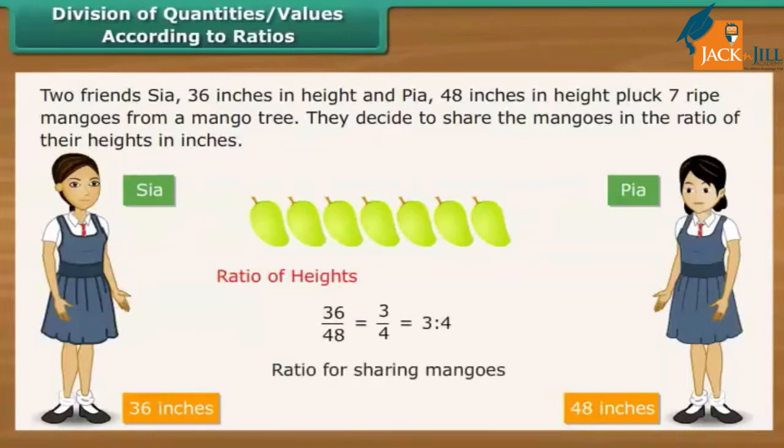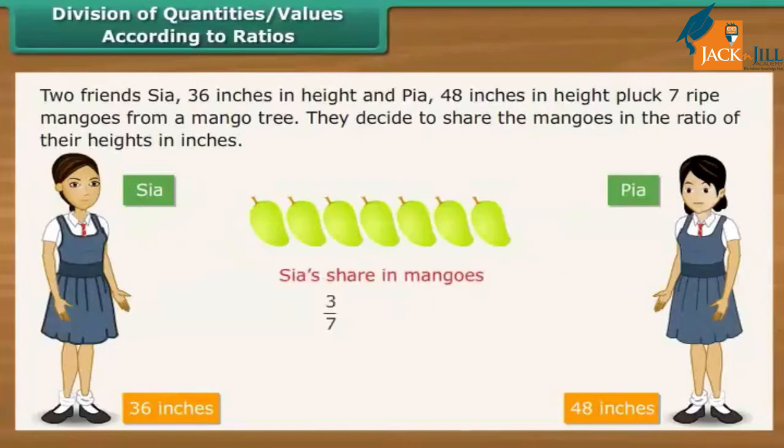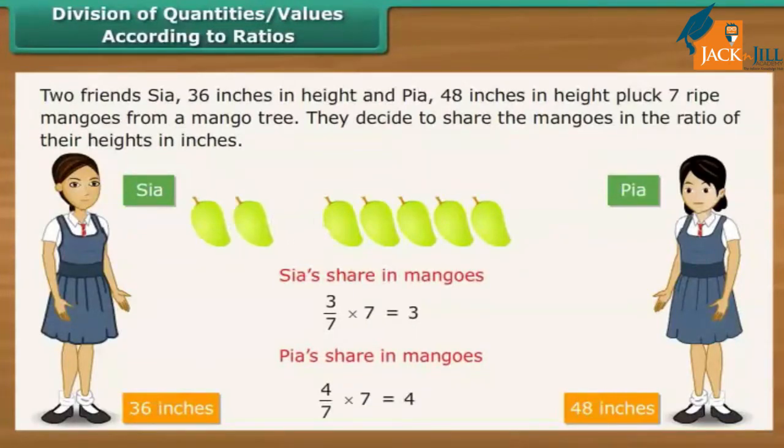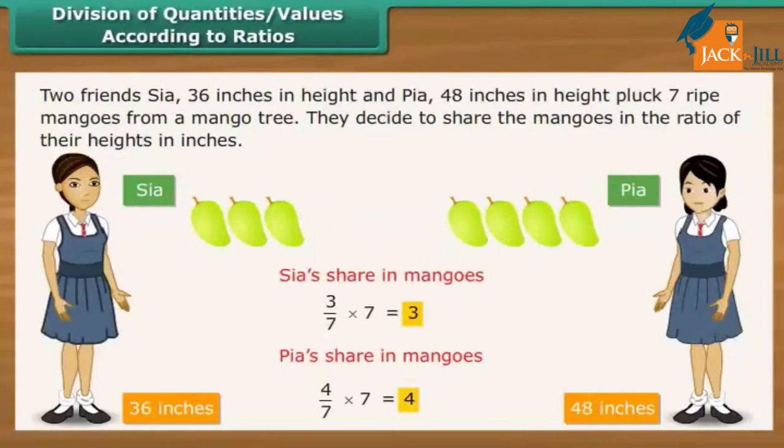Sia and Pia will share the mangoes in the ratio 3:4. It means that out of every 7 mangoes plucked, 3 will be eaten by Sia and 4 by Pia. Sia gets 3 out of 7 mangoes. Pia gets 4 out of 7 mangoes.